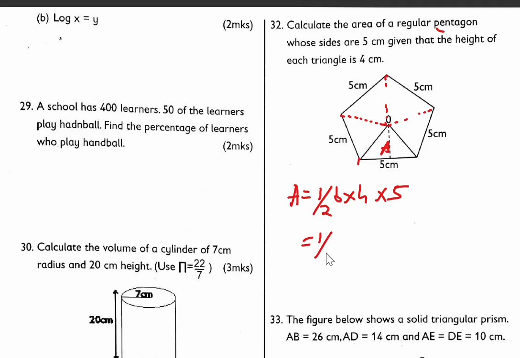So it will be a half multiplied by the base, which is 5 centimeters, multiplied by the height. We are given the height. The height of the triangle is 4 centimeters. So times 4 multiplied by 5. You can see 1 by 2, 2. 5 times 2 is 10. 10 times 2, you get 50. And therefore, the area is 50 centimeters squared. And we score those 3 marks. Number 33.